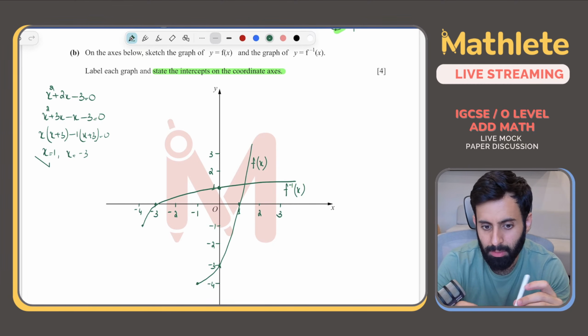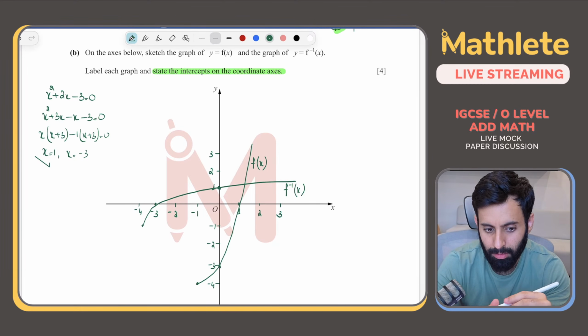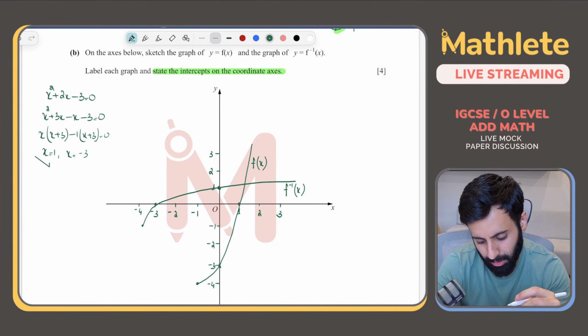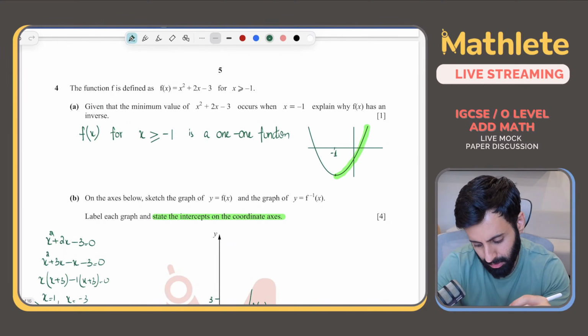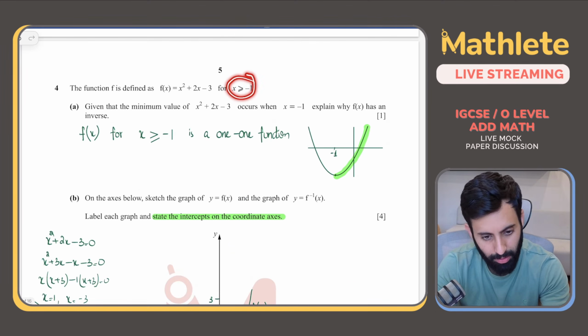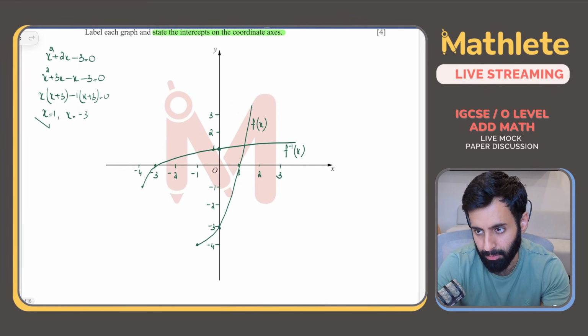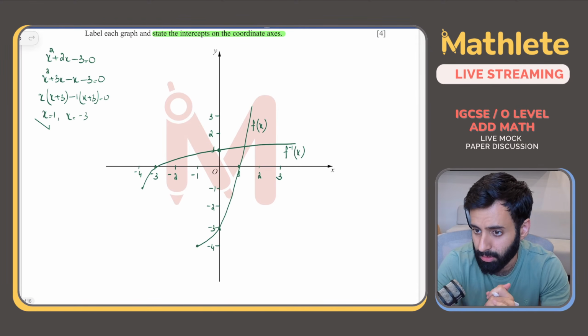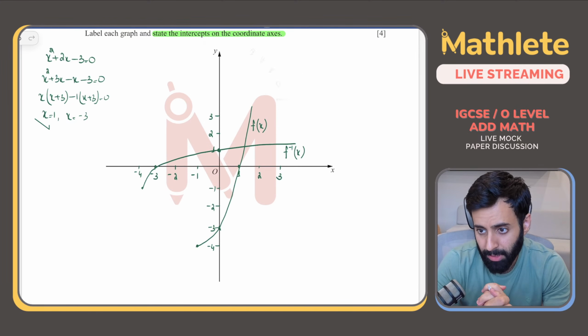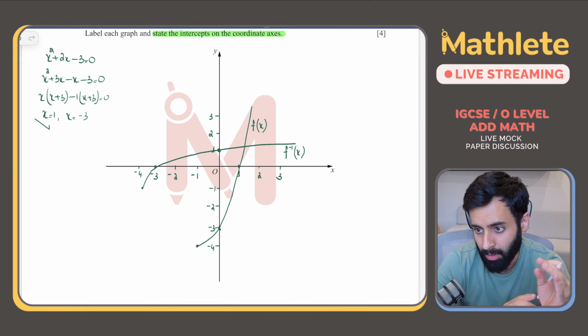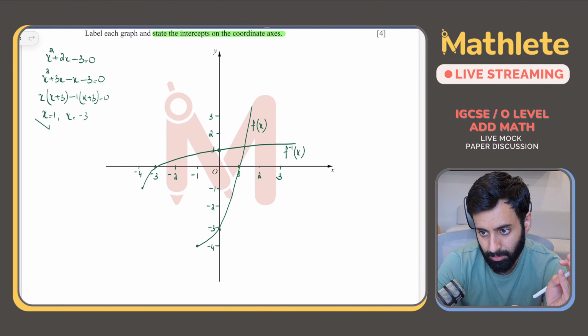Let me tell you the mark distribution. No, you can't draw the whole graph because the question says that x is greater than or equal to minus 1. If you draw the entire graph, I'm afraid you're not going to get full marks. So 1 mark you get for drawing f of x only for x greater than or equal to minus 1. Then 1 mark you get for 1 as the x-intercept and minus 3 as the y-intercept.